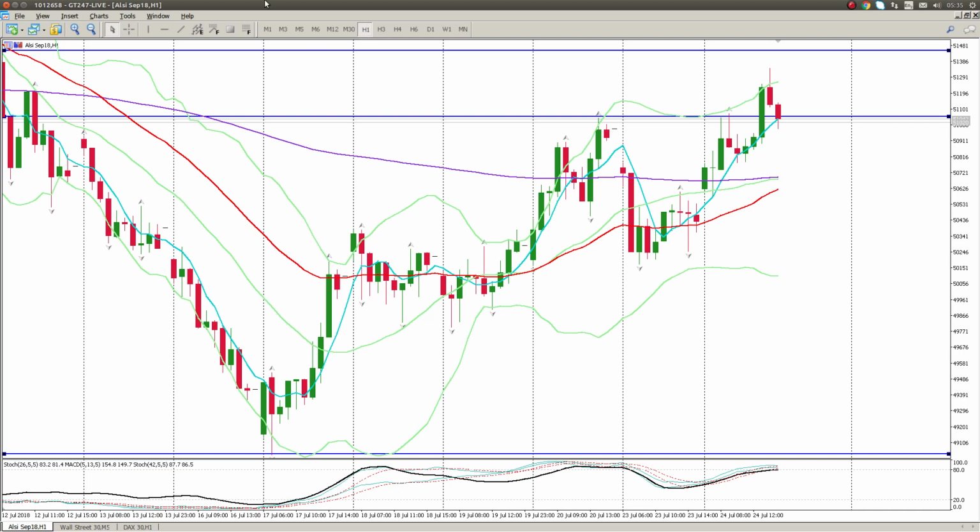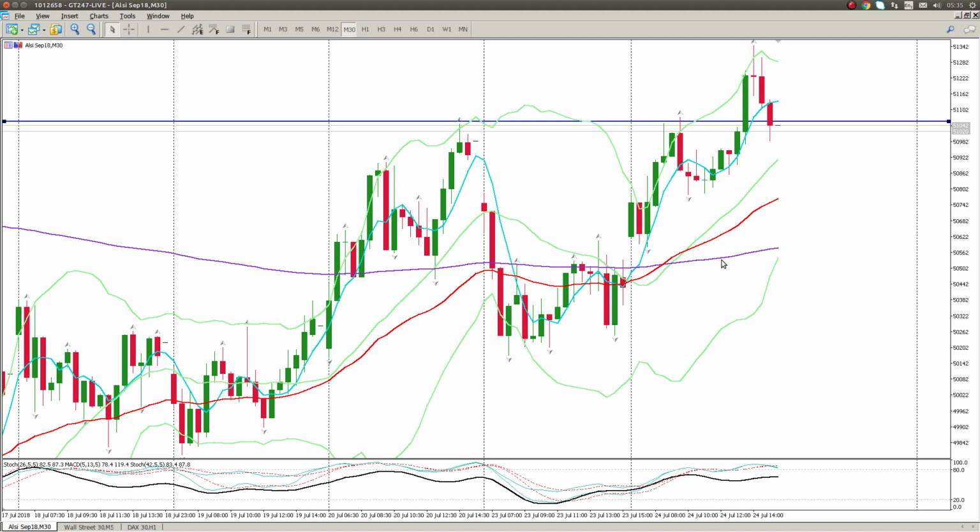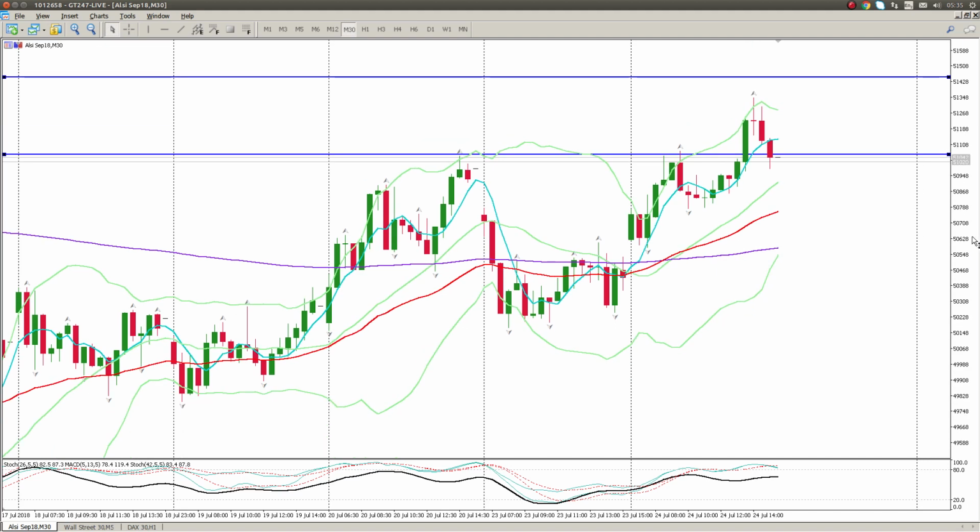Now what I want to do is just quickly run through yesterday's play and then what we've got on for today. So first things first, what we did get was a pullback to test this breakout. Now if you were playing short for the gap close and you got burnt, there's a reason for it.